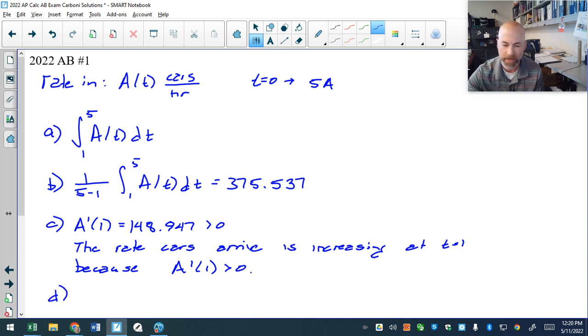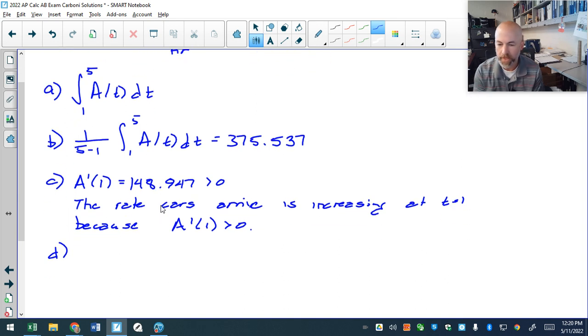And number D, a line forms whenever A of t is greater than 400. The number of vehicles in line from that time when A is greater than 400 until 4 is given by N of t equals that.